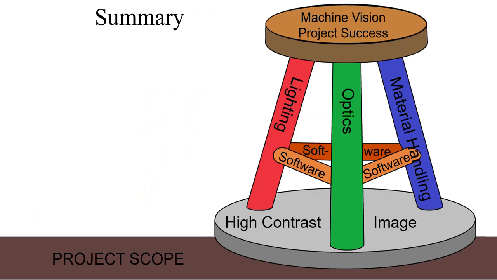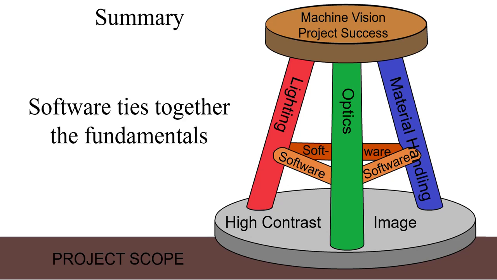In summary, machine vision success is built upon the three fundamentals of lighting, optics, and material handling, and those are held together and strengthened by the software. This is all built on a concrete pad of a repeatable high contrast image, and the whole thing built from a foundation based on a complete project scope.